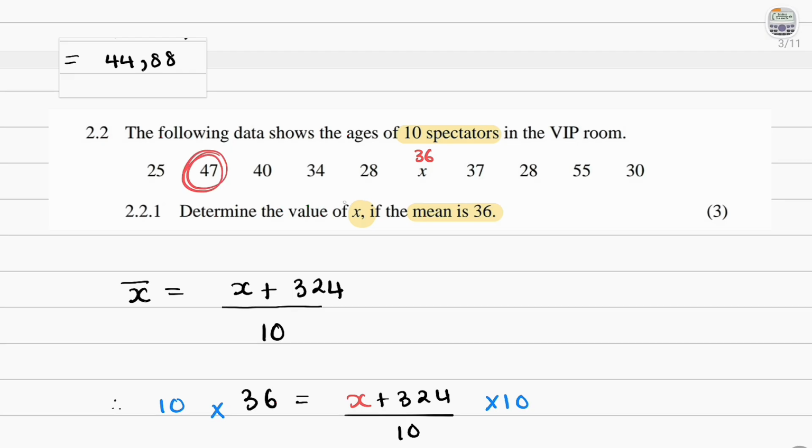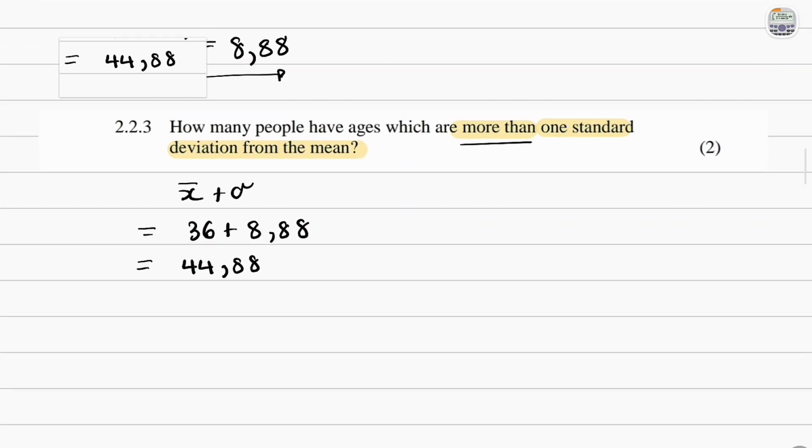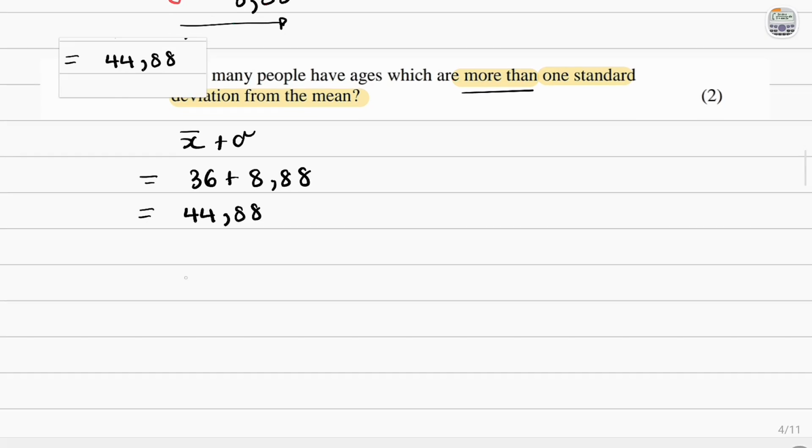Numbers greater than this. 47, yes. 34, no. 28, no. 36, no. And 55. And then that's it. We don't really have any other numbers greater than this. So focus on what the question is asking. They said, how many people have ages which are more than one standard deviation from the mean? And there are exactly how many people? 2 people. Only 2 numbers were greater than this. So finally we say, there are 2 people. And that is our answer.